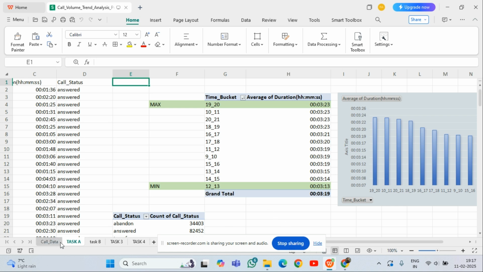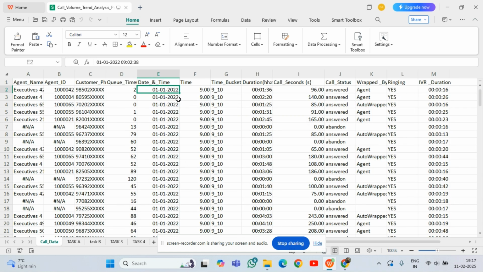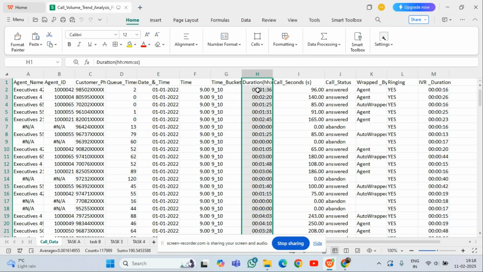Also, I'll show you here. There are two types of columns. One is in minutes, I'll show you. Yes, this shows 9. Here, this one is the duration in minutes, and this is the duration in seconds. So you can do the work with both of them.